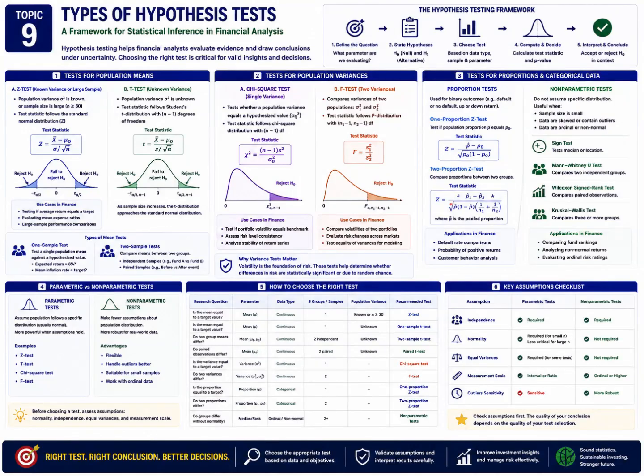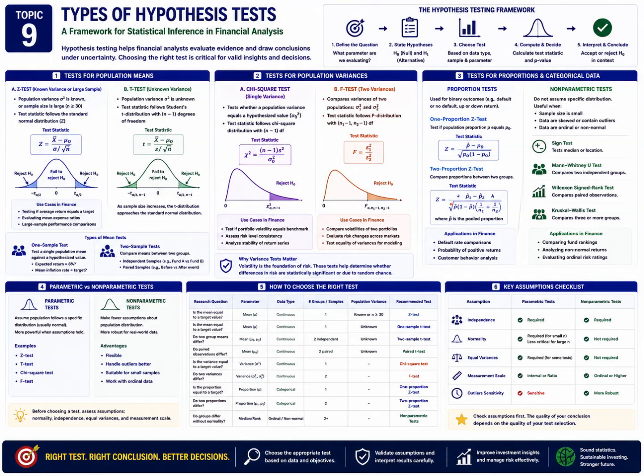Types of hypothesis tests expands on the fundamentals of statistical inference by introducing the major hypothesis tests used in quantitative financial analysis. The topic explains that different testing methods are appropriate depending on the type of data, the population characteristics, and the parameter being evaluated. Financial analysts use hypothesis tests to assess expected returns, compare investment performance, evaluate economic relationships, and analyze market behavior.